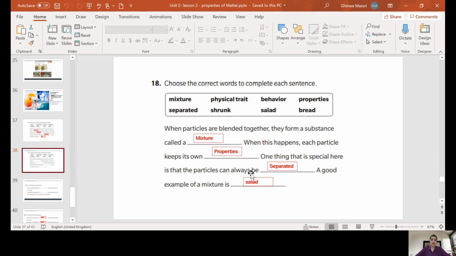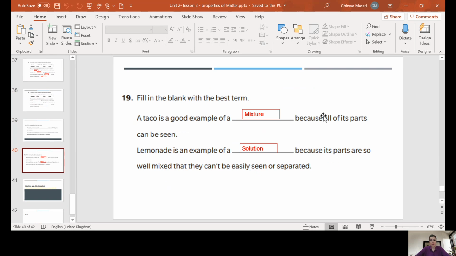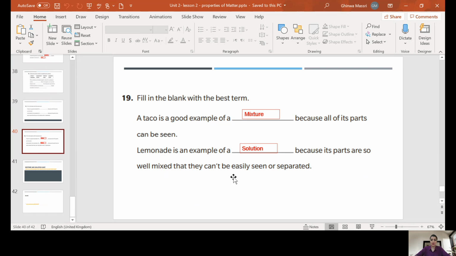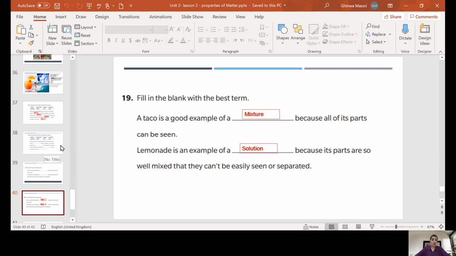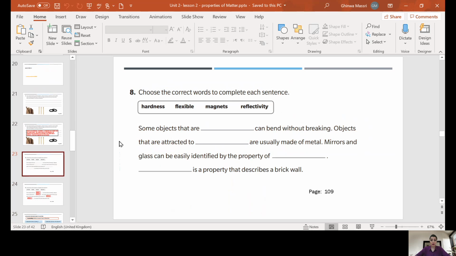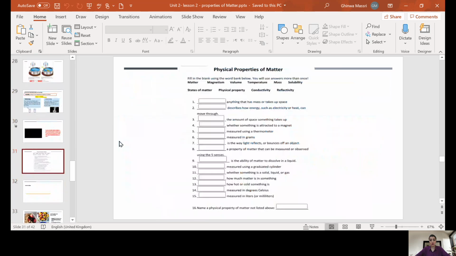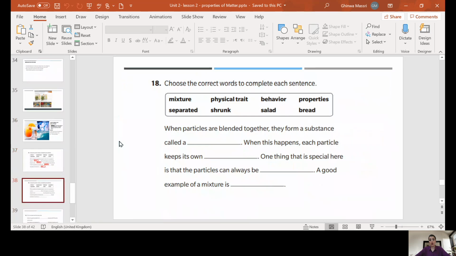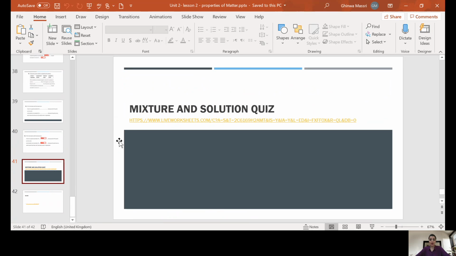There are some physical means by which I can separate mixtures and solutions. Mixtures are easily separated, like the example of our fruit salad, but solutions do not have this ability to be separated easily. You will have all the information in this link where you can access the video and watch it again. I hope this gave you a recap of our lesson.